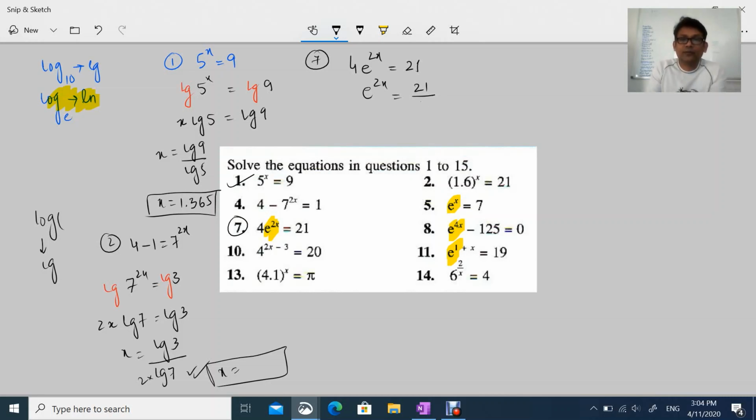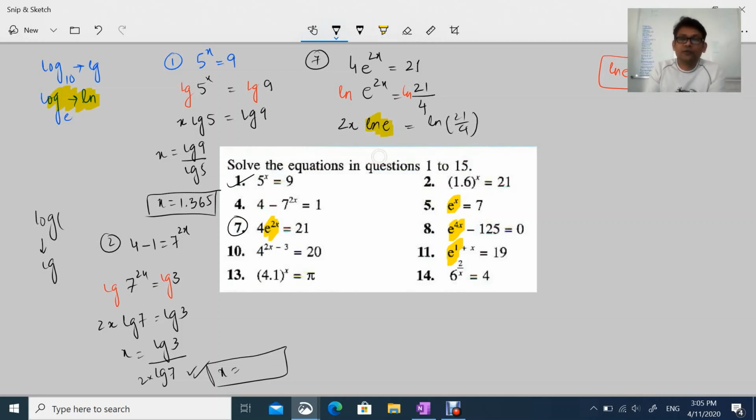Now what do I have to apply here, lg or ln? I will apply ln. You're right. I will apply ln on both sides, because it is an exponential function, and ln e is equal to 1. Remember this, don't forget it. So 2x will become the coefficient. 2x ln e is equal to ln 21 upon 4. This ln e is equal to 1, and you can get the answer.